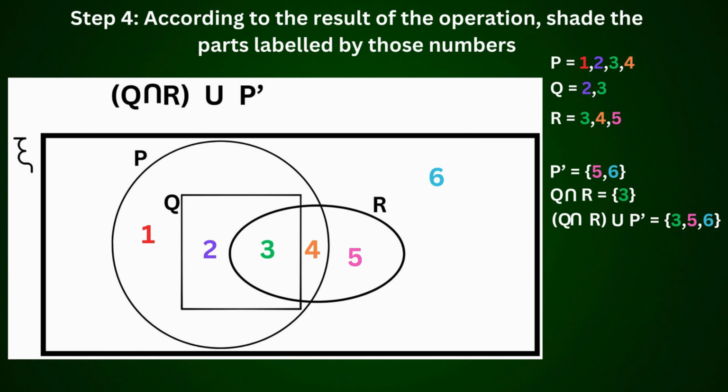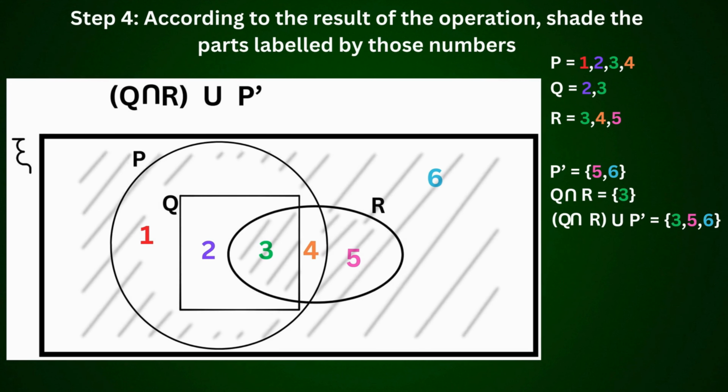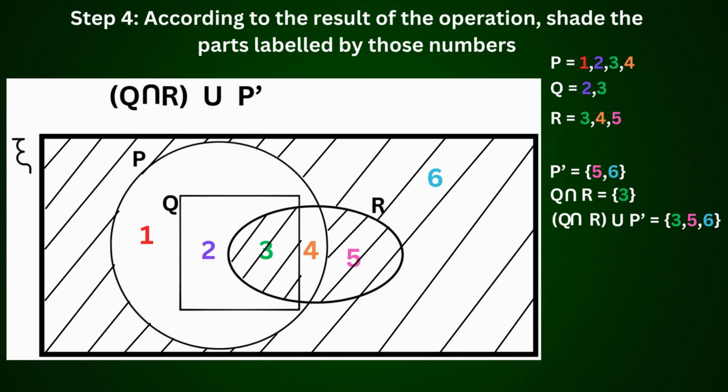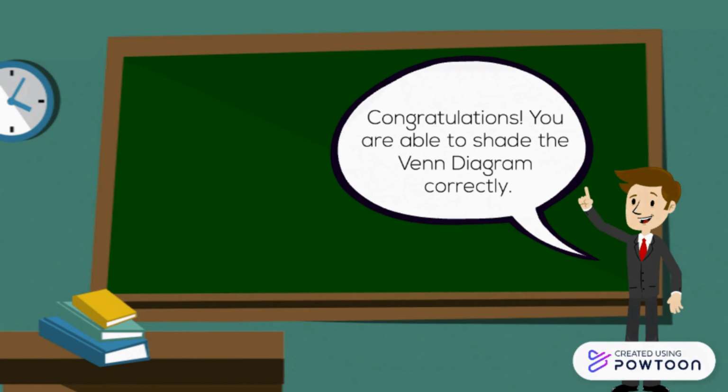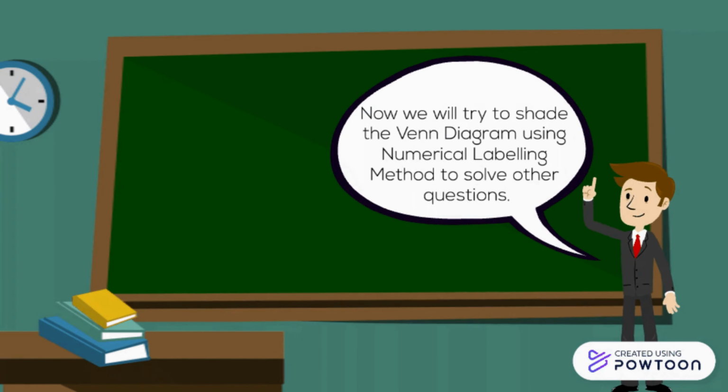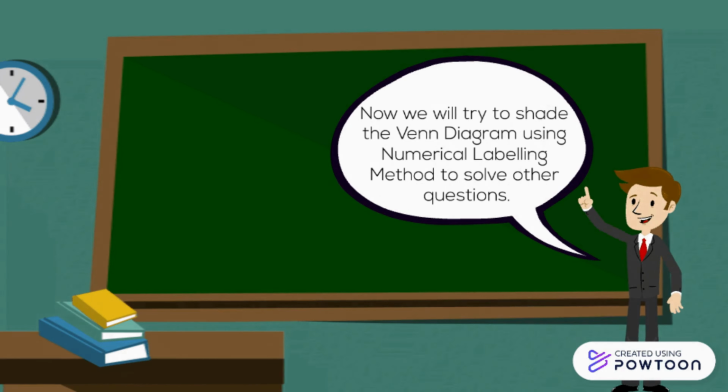Step 4. According to the result of the operation, shade the parts labeled by those numbers. Congratulations, you are able to shade the Venn diagram correctly. Now we will try to shade the Venn diagram using the numerical labeling method to solve another question.